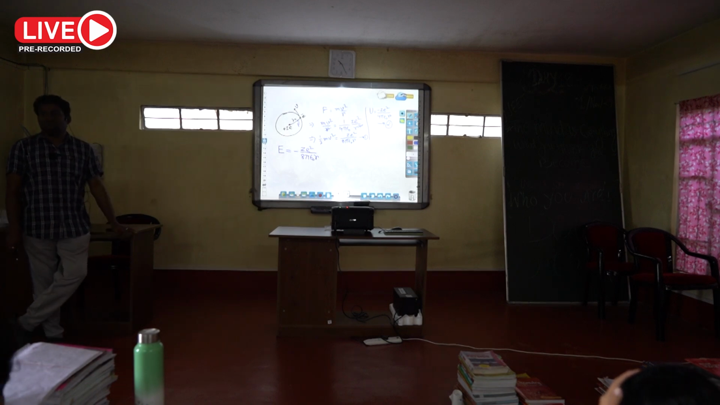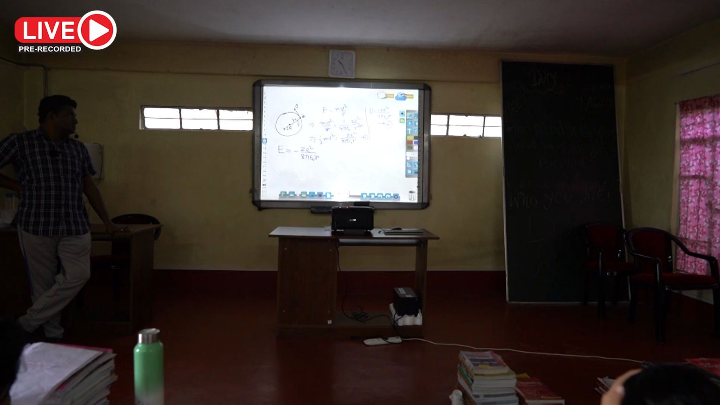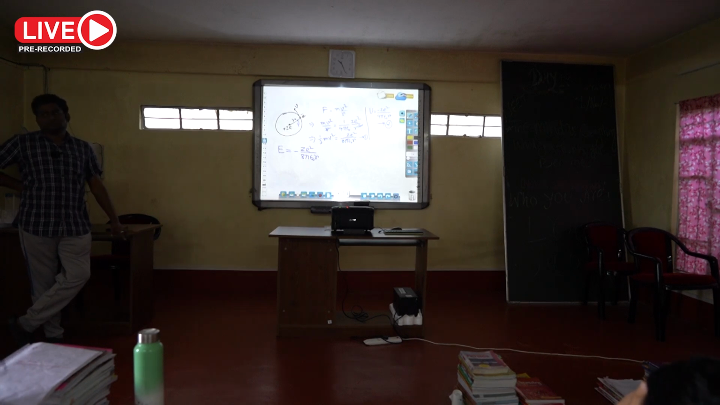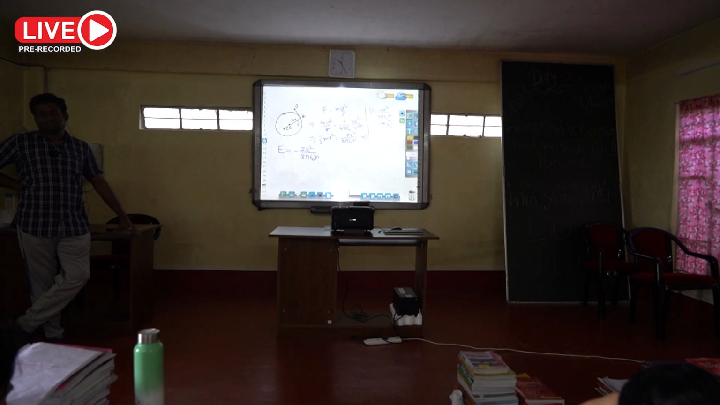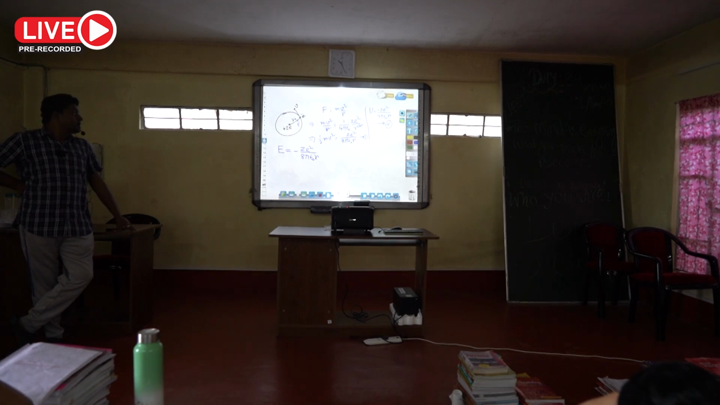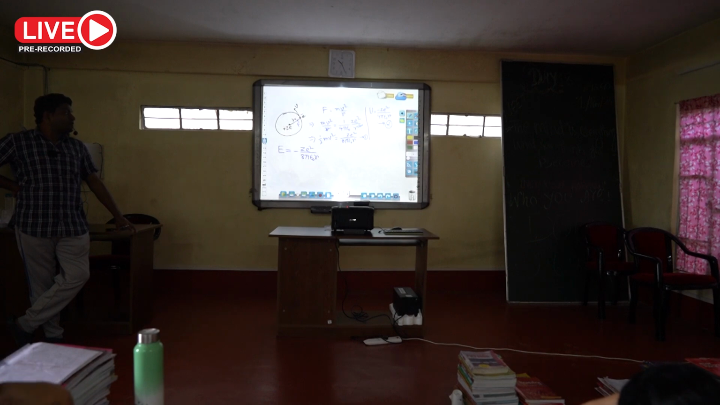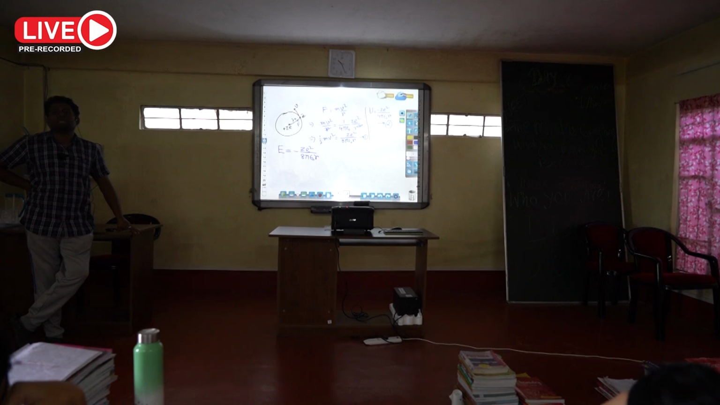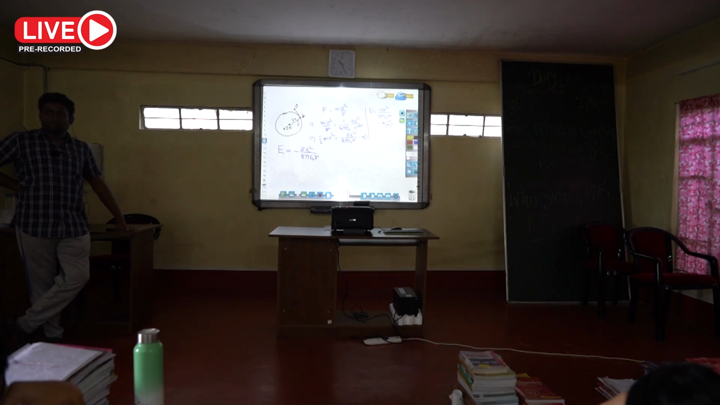I add simply equation 1 and 2. It will be minus Ze square by 8 pi epsilon naught r, because Ze square by pi epsilon naught r is common. In the kinetic energy expression there is 1 by 8. In the potential energy expression there is minus 1 by 4. So 1 by 8 minus 1 by 4 is minus 1 by 8. So it will be minus Ze square by 8 pi epsilon naught r.